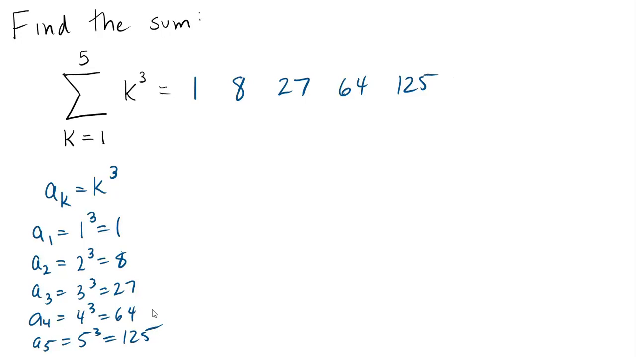And how do I know to stop there? Because the top number tells me that I go all the way to the fifth term. Start with the first term and keep generating terms until you get to the fifth term. The sigma notation tells us to add all of these up. We're going to find this sum. 1 plus 8 is 9, 9 plus 27 is 36, 36 plus 64 is 100, 100 plus 125 is 225. We've now found the sum of the first 5 terms of the sequence generated by the formula a sub k equals k cubed. Let's try another one.